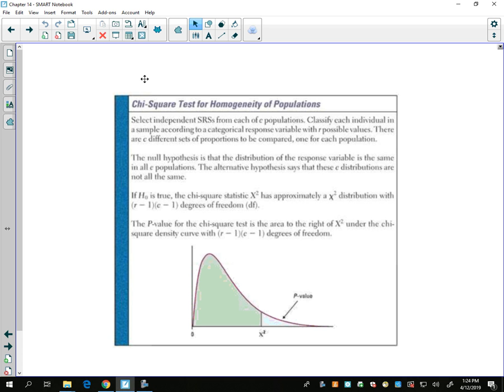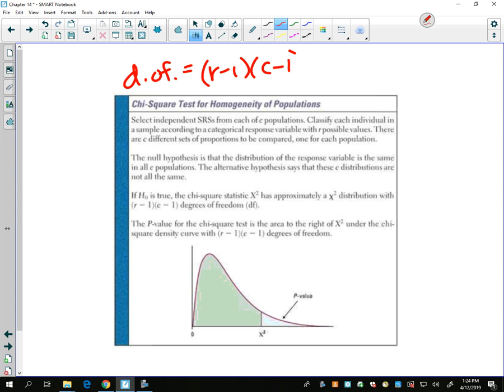So we have, again, a skewed distribution that depends on degrees of freedom. For the degrees of freedom here, like the test of association, it is row minus 1 times column minus 1. For the degrees of freedom in the goodness of fit test, it's categories minus 1.